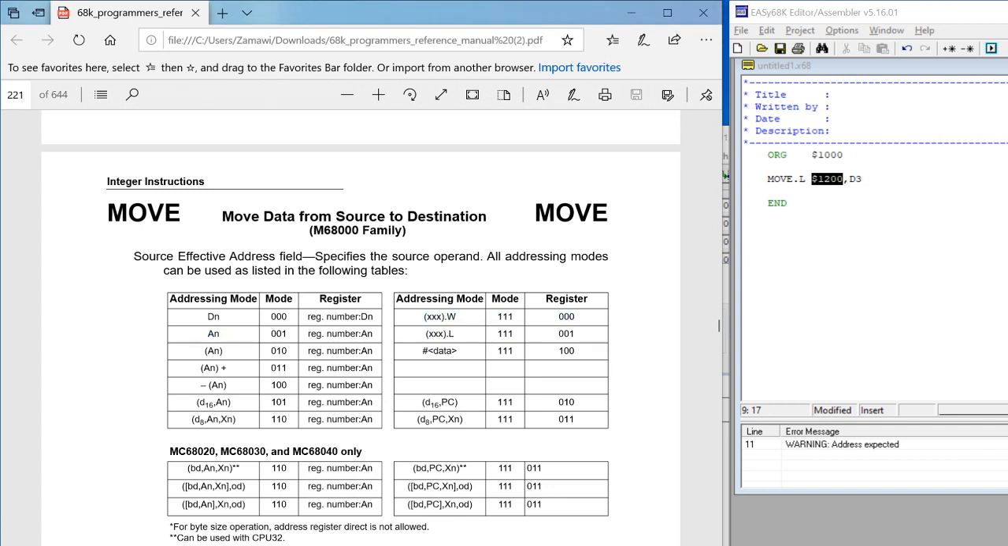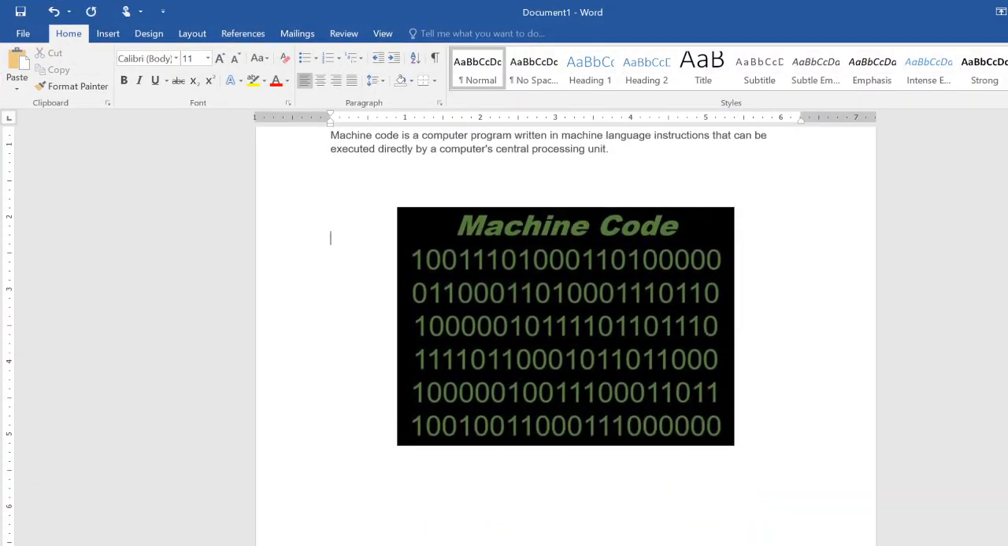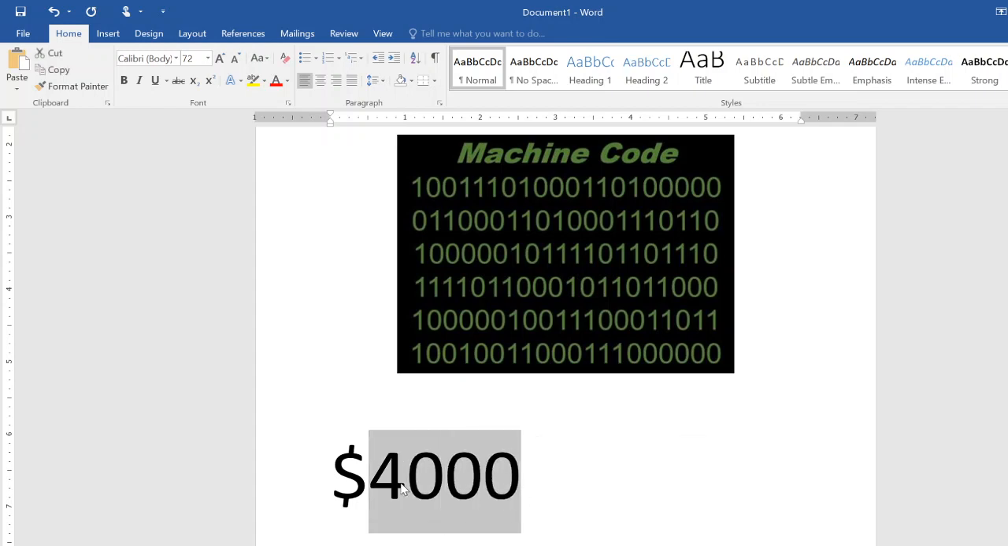If you can remember, before this we learned about the absolute short and absolute long. So what is absolute short? Absolute short means that you only have 4 digits of hexa numbers. For example here, let me check, $4000. Let's make it bigger. This is only 4 digits of hexa, 1 2 3 4. So we are going to use this one as absolute short.